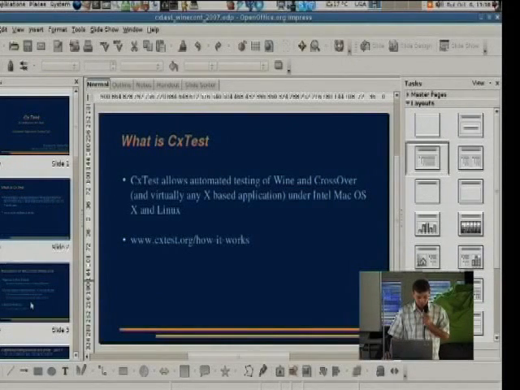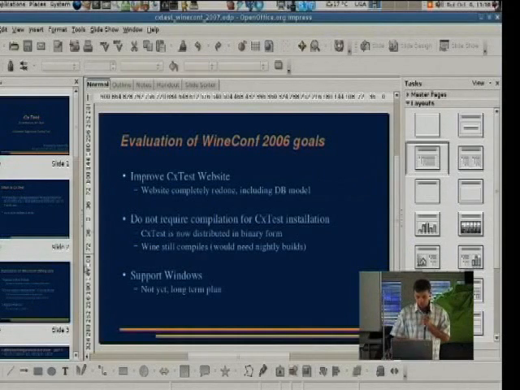And now we proceed to the goals we presented last year at WineConf, and we will compare what we had and where we are today.